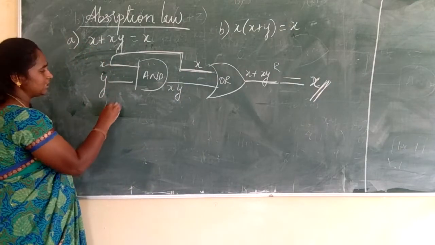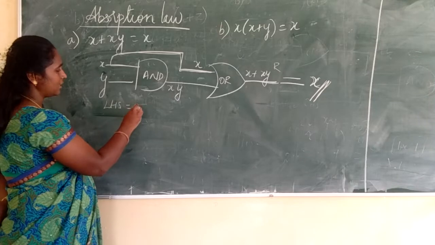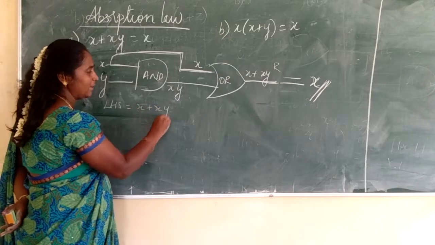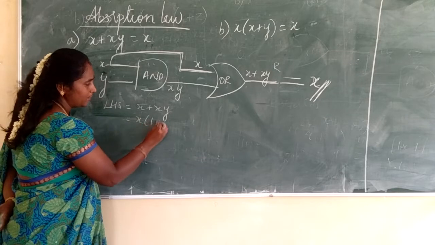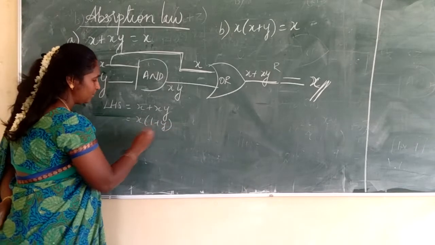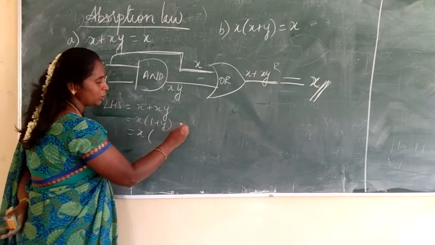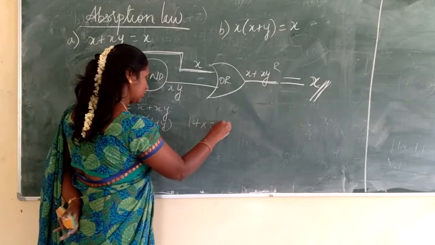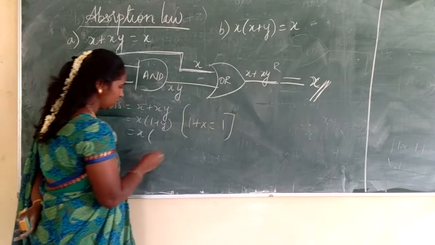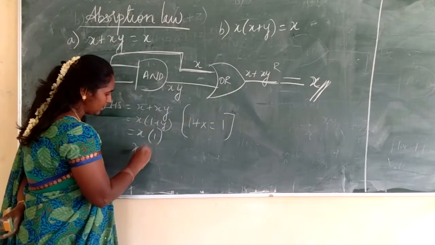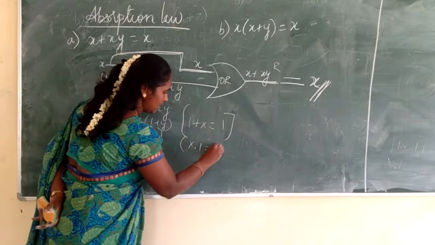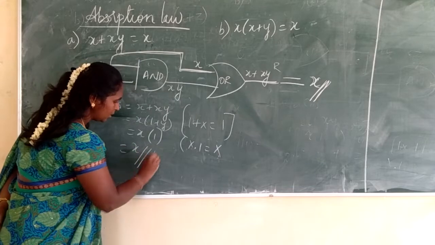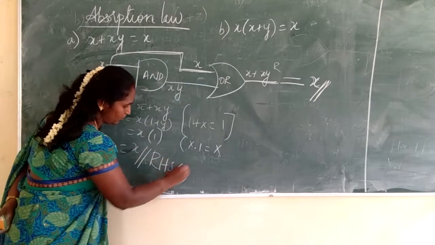Consider the LHS. LHS is x plus xy. Here, in x plus xy, what's common? x. So x into (1 plus y). Now 1 plus y, according to the properties of 1, 1 plus x is equal to 1. So x into 1, again by a property, x dot 1 is x. So your RHS is proved.